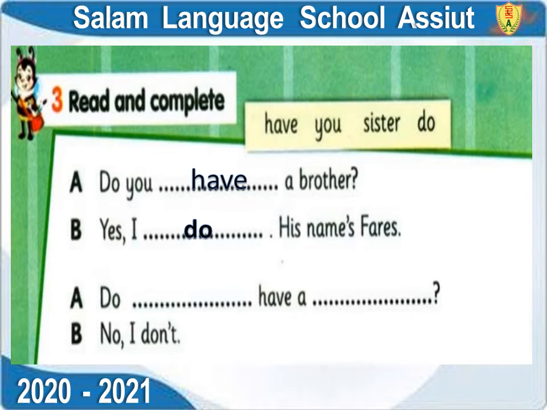Letter A: Do you have a sister? Letter B: No, I don't. Who will answer? You. Excellent. Sister. Excellent. Do you have a sister? No, I don't.